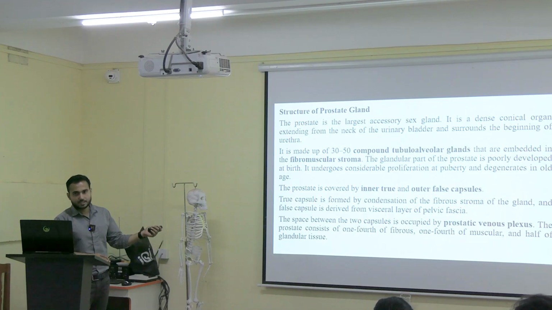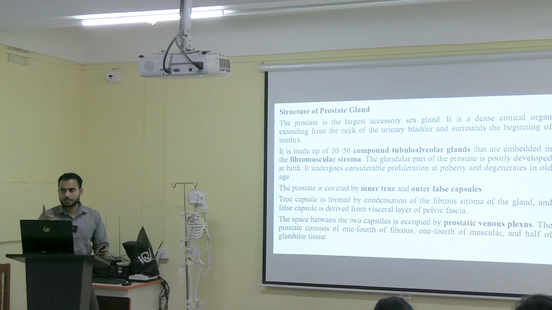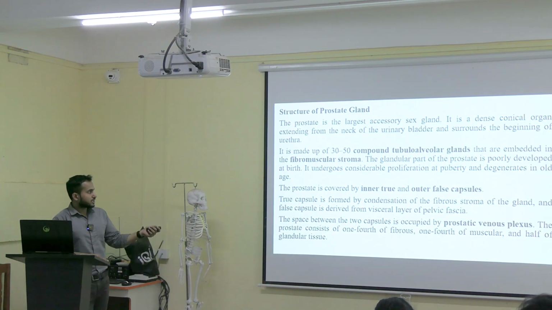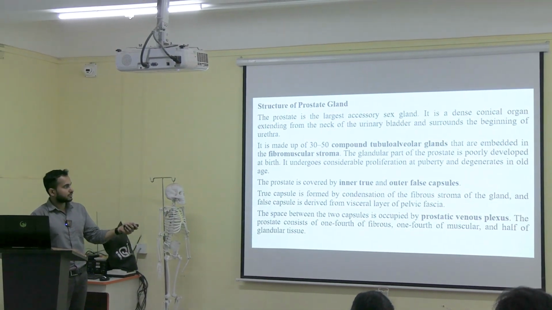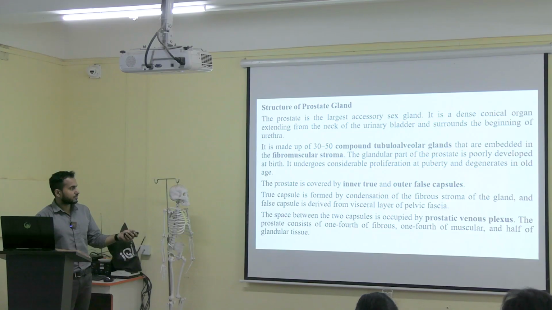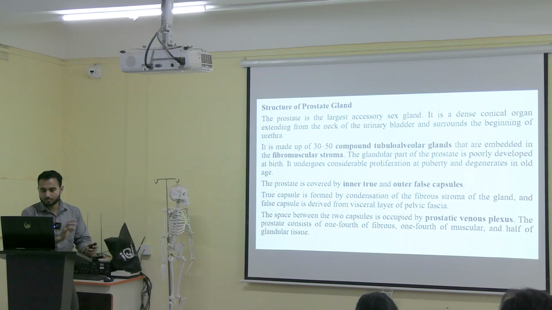Now, if you see prostate, again it is having a capsule. Here two capsules are there in case of prostate, false capsule and true capsule. The inner one is the true capsule, and the outer one is the false capsule. In between these two capsules we are getting the prostatic venous plexus. The true capsule is formed by condensation of the fibrous stroma of the gland, and the false capsule is derived from the visceral layer of the pelvic fascia. In between the capsules it is occupied by prostatic venous plexus. Very important. Now the prostate consists of 1/4 fibrous, 1/4 muscular, and half glandular tissue. This is the composition of the prostate gland.